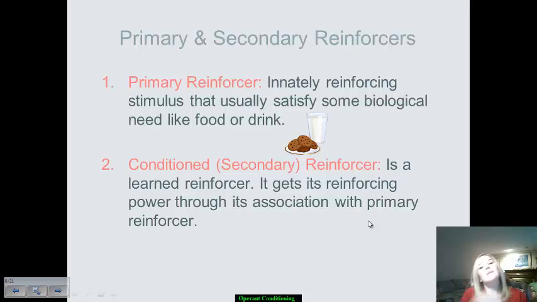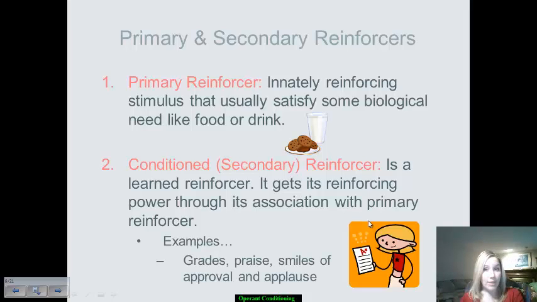Now, secondary reinforcers are conditioned reinforcers. So that means, guys, we've learned to respond to them. They're learned reinforcers. It's getting a level of power because it's been associated with a primary reinforcer. So, some examples of these: grades, praise, smiles of approval.